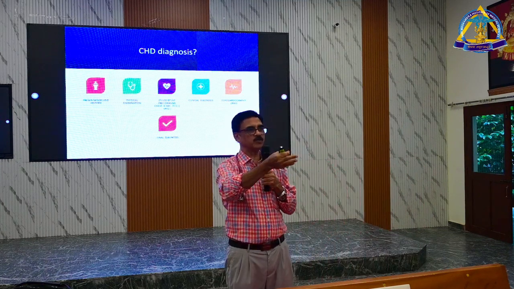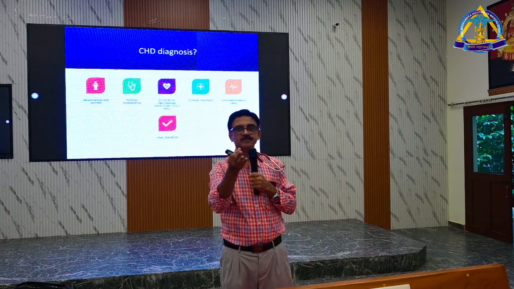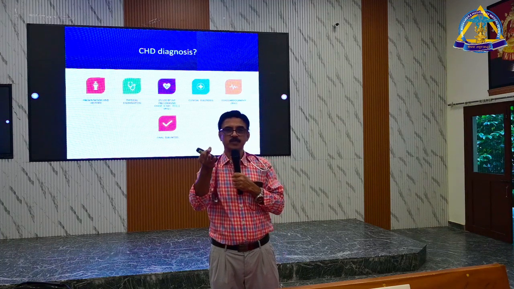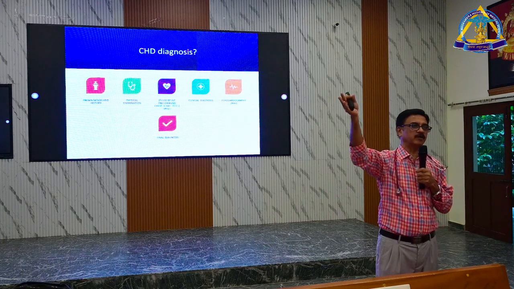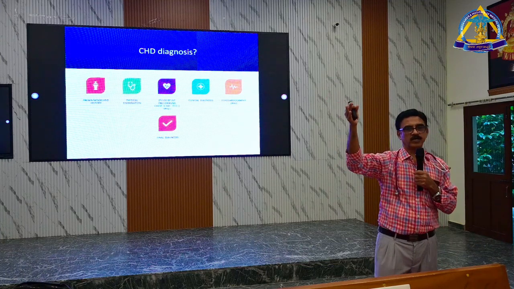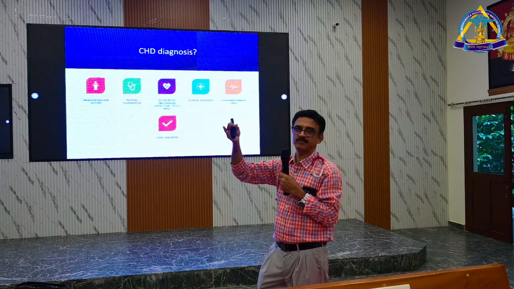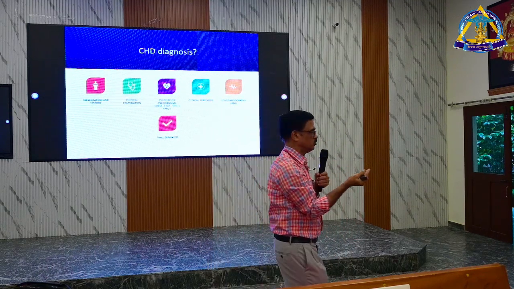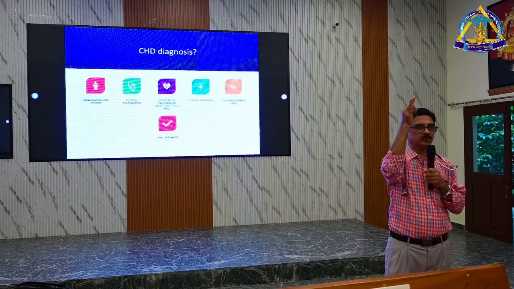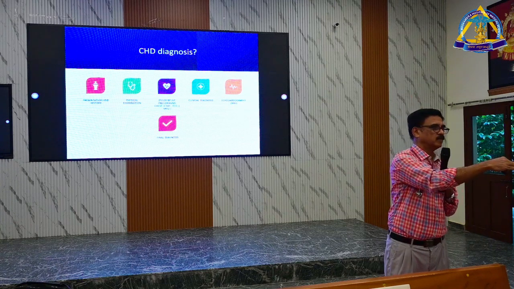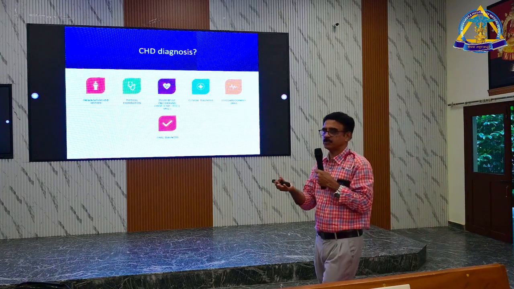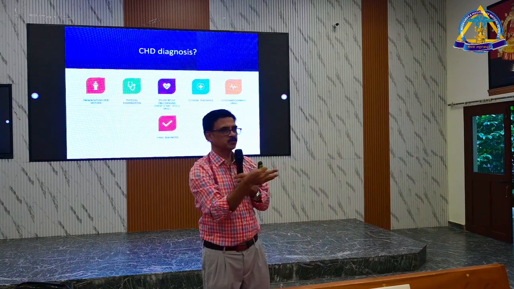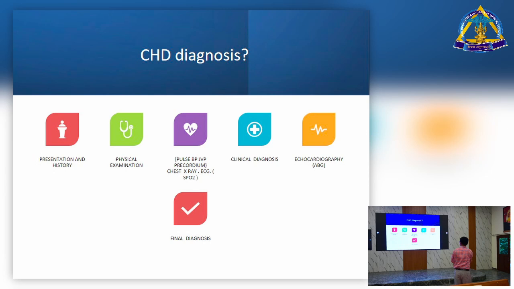Other than Down syndrome, any other syndrome? Turner syndrome. What is the heart disease? Left sided obstructive lesion. Coarctation of aorta, bicuspid aortic valve. That is common in Turner syndrome. And similar to Turner, what is that? Noonan, in male. There can be right side obstructions. Pulmonary stenosis, pulmonary branch stenosis. So that is also important. So these are some of the points you have to ask in the history.